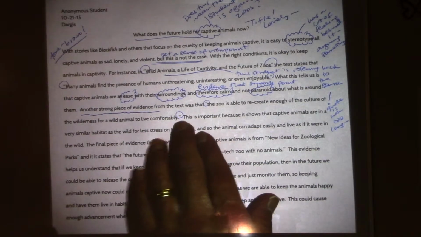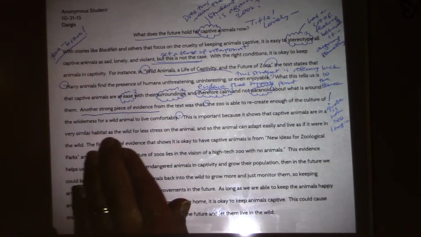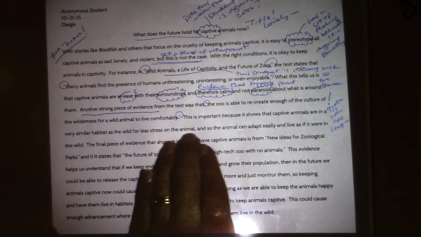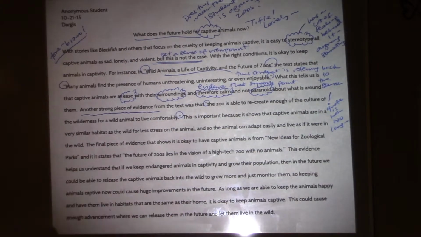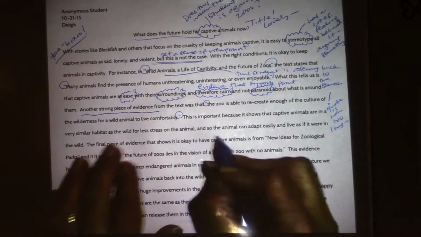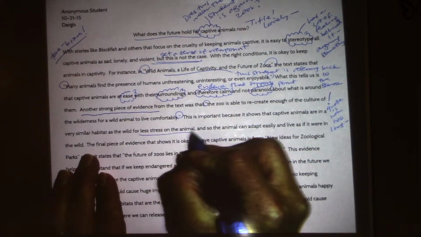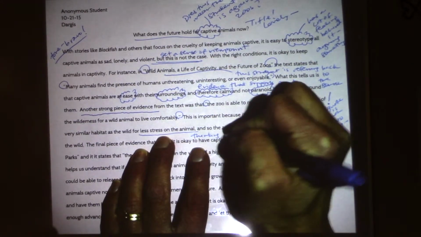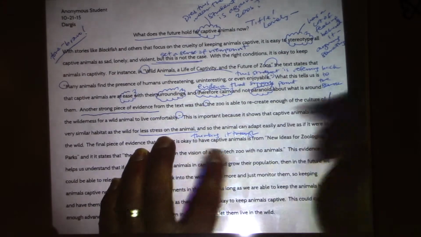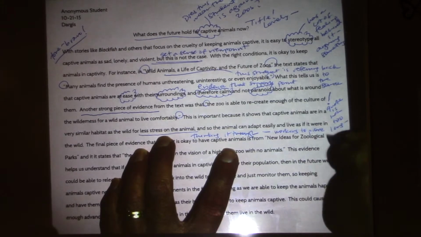Right? Now, this is important because it shows that captive animals are in a very similar habitat as the wild, for less stress on the animal, and so the animal can adapt easily and live as if it were in the wild. Okay. This whole thing about the less stress on the animal thing, this student is showing me that they're really thinking it through, and it does sound like they are working to prove their point.